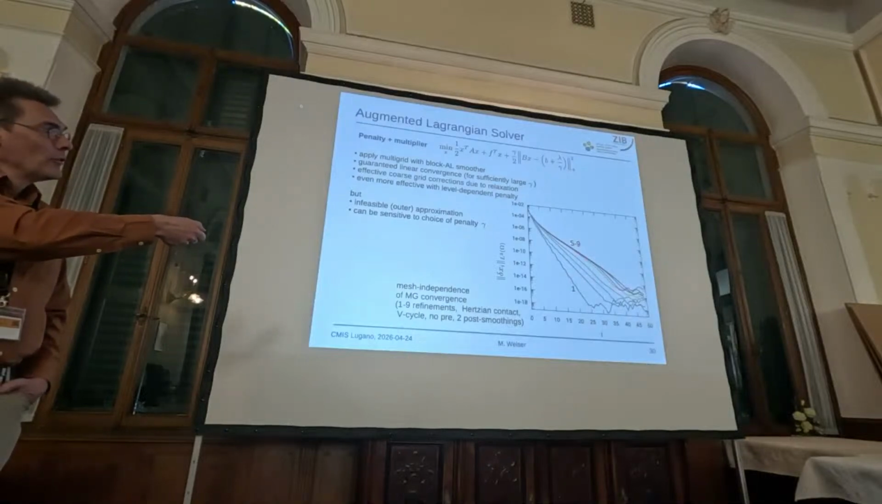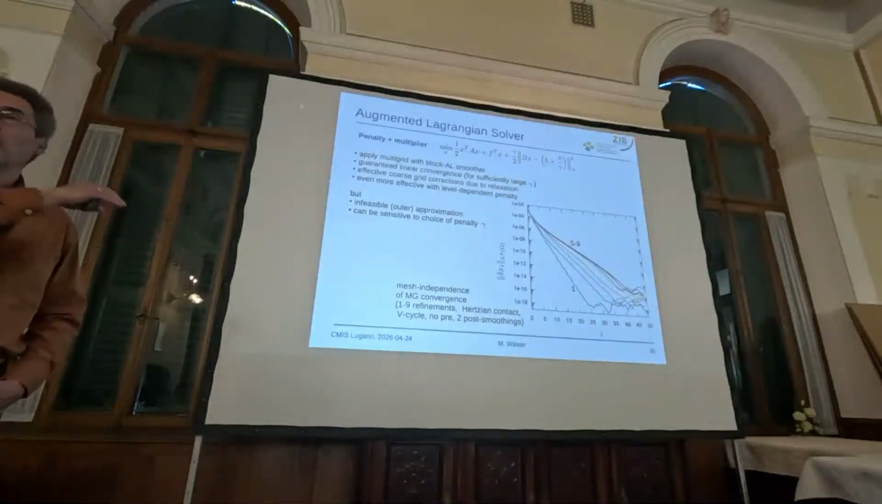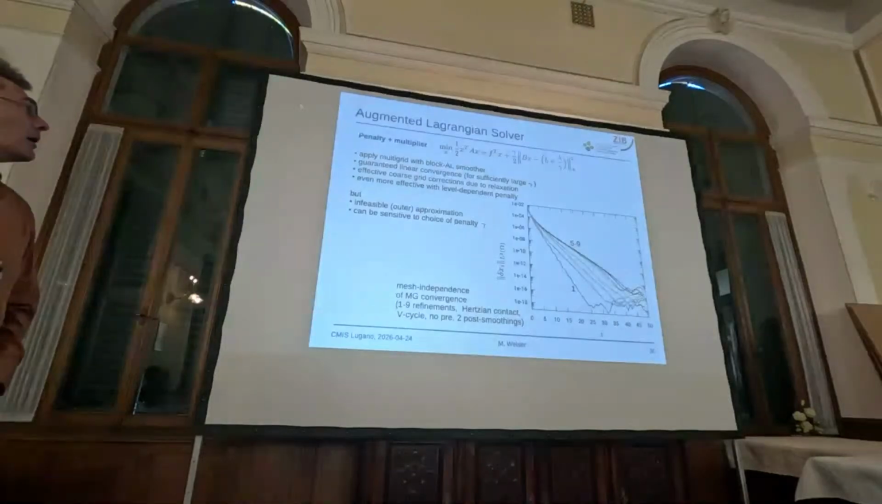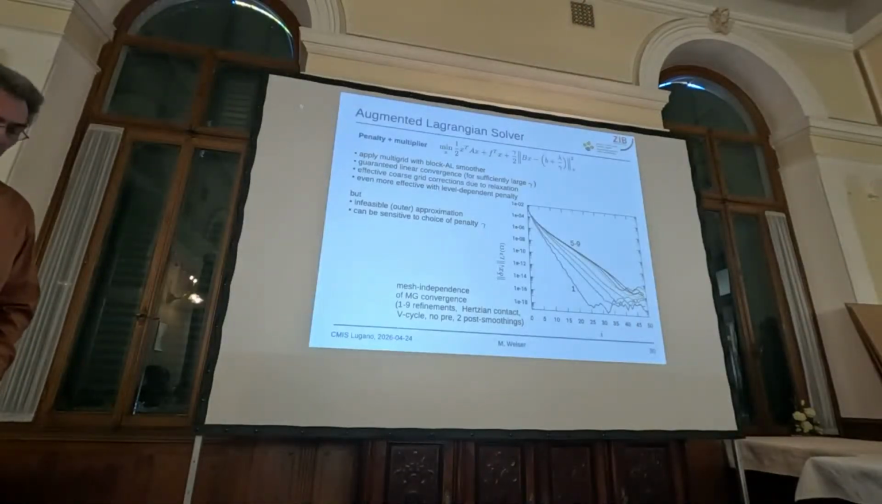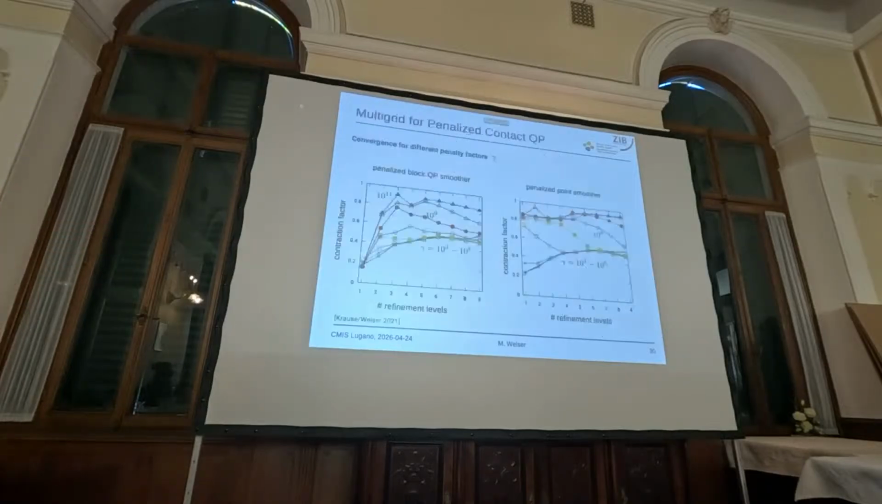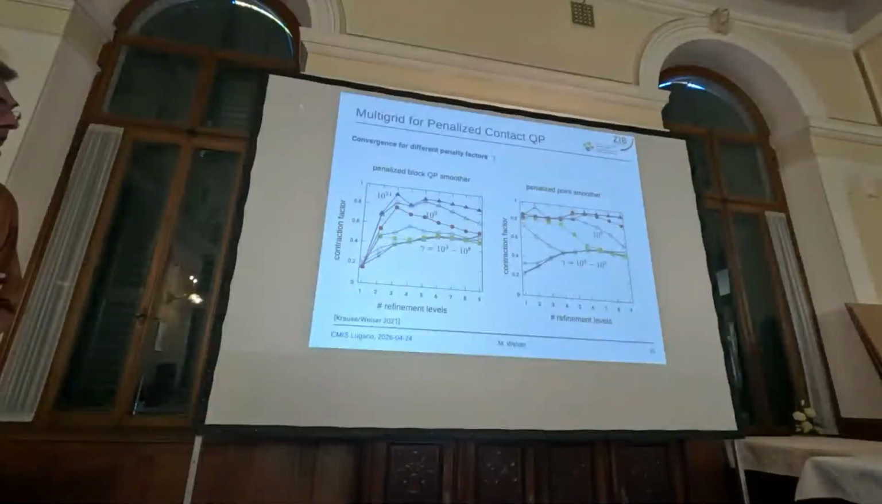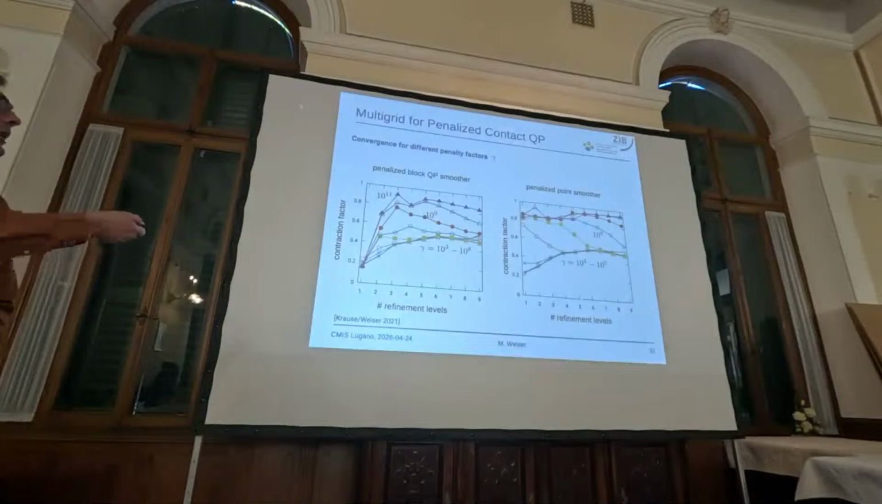So this is for refinement levels 5 to 9, exactly the same slope here. But of course, we lose something. It's now infeasible. We can encounter penetration during the solution process. And it can be sensitive to the choice of the penalty factor gamma. That is well known. We can look at the contraction factor of multigrid here.